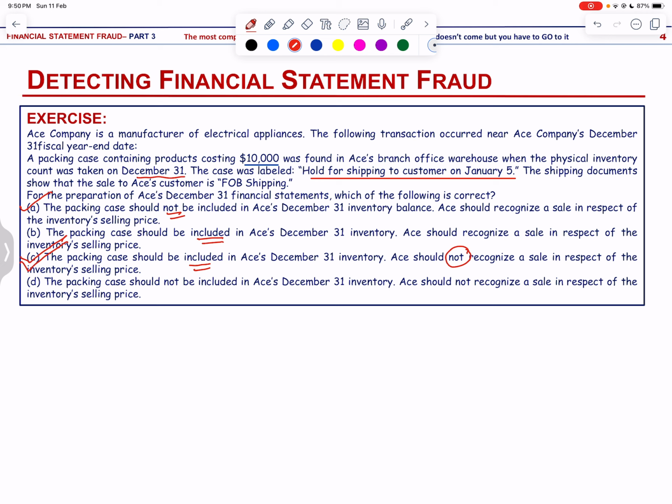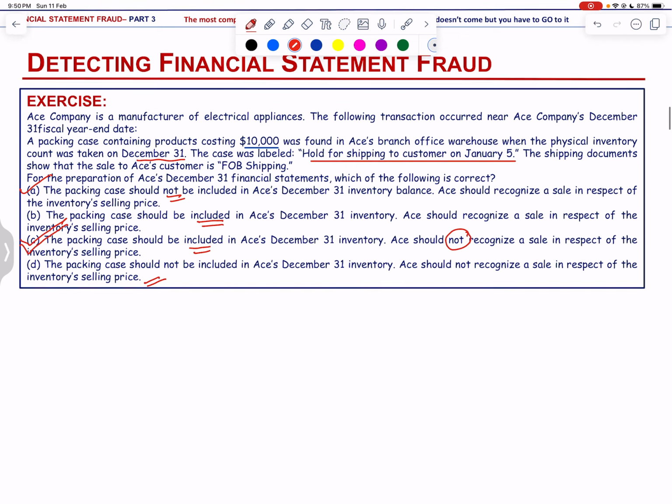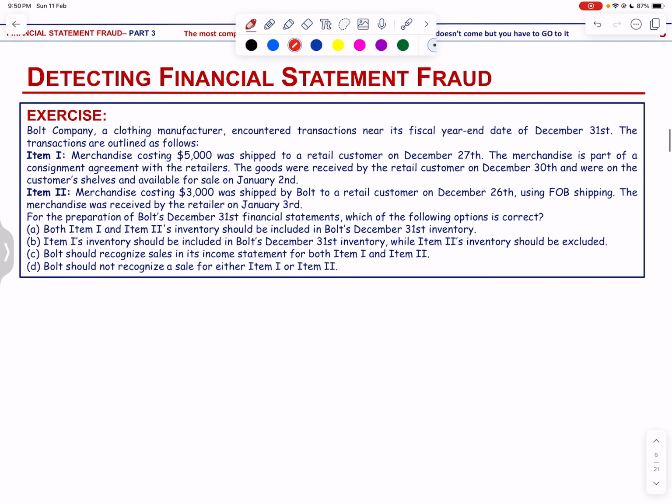Number D, the packing case should not be included in ACE's December 31st inventory. ACE should not recognize a sale in respect of the inventory's selling price. So once again, option D is also incorrect because the packing case should indeed be included in ACE's inventory until it is shipped to the customer. Let us move on to the next exercise.